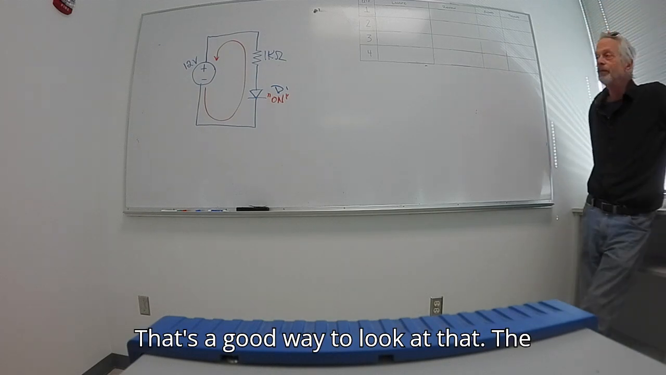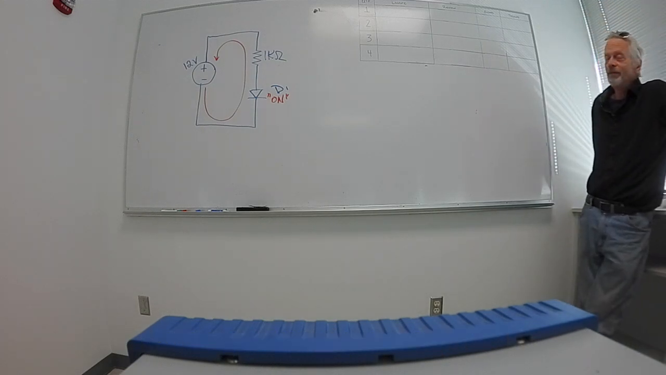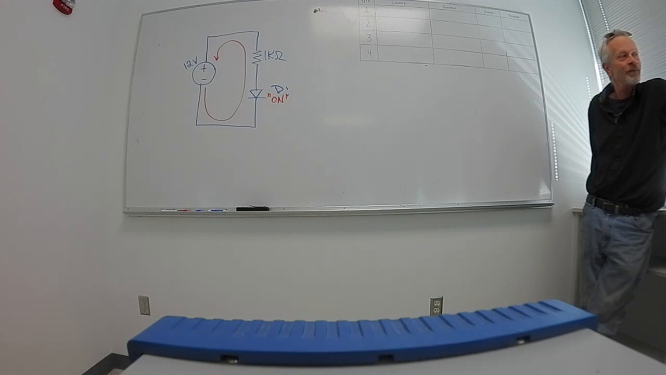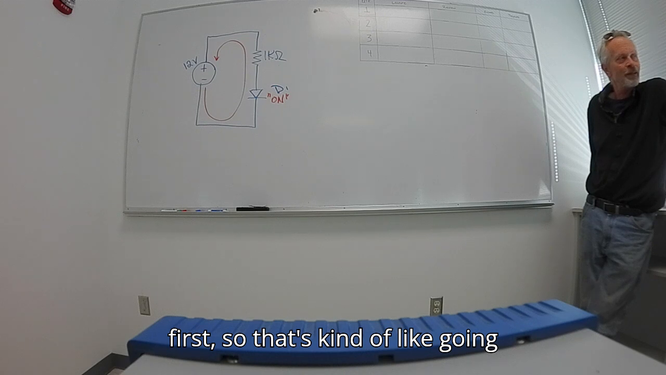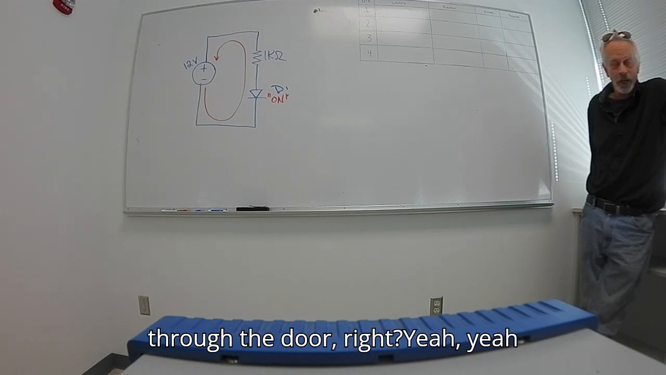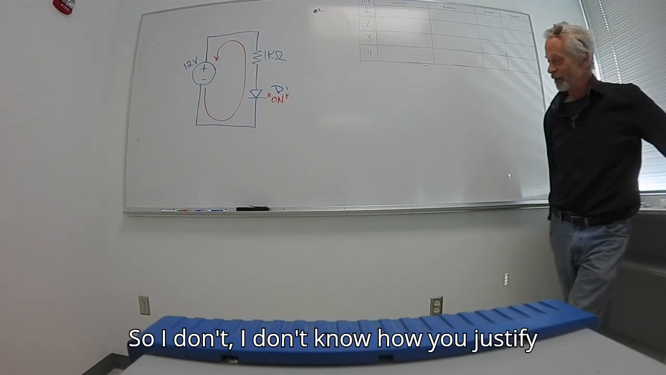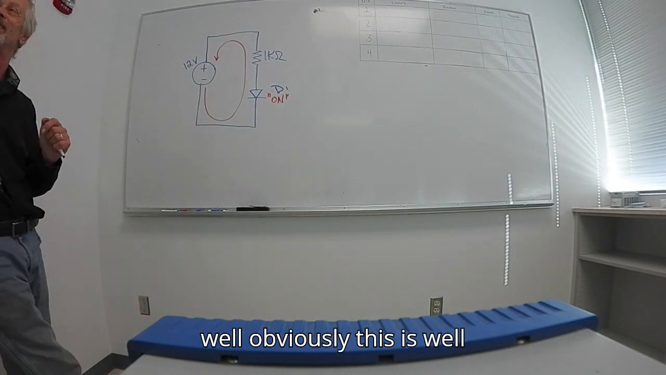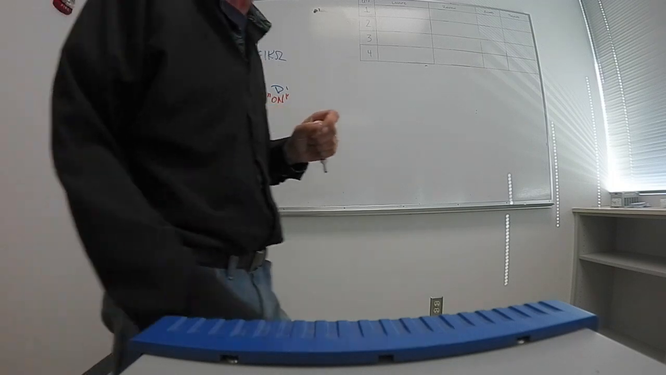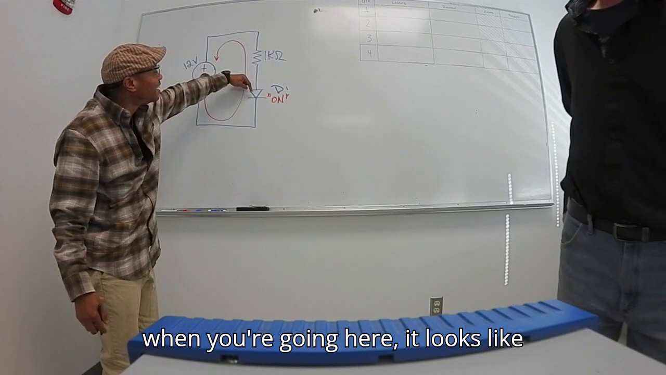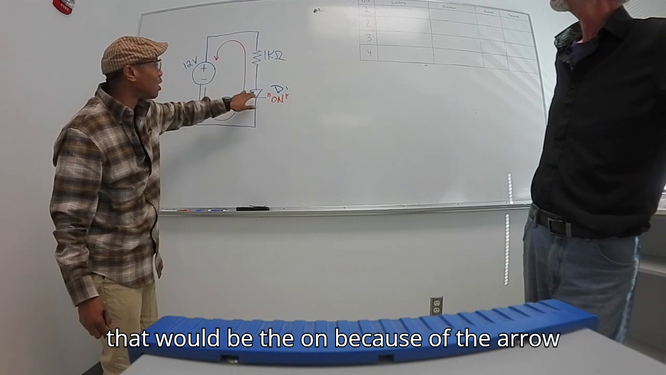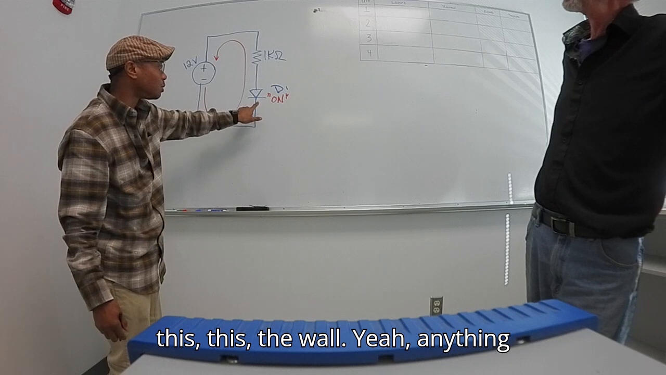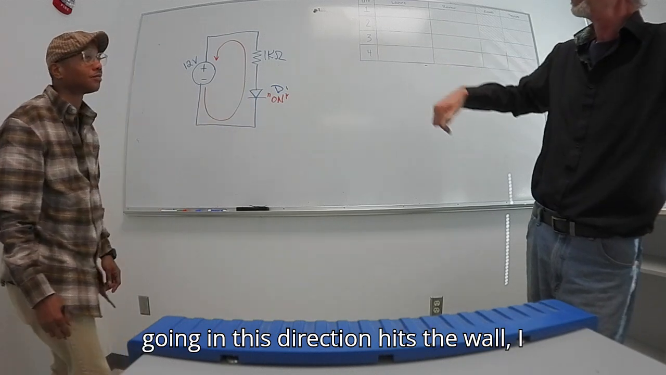That's a good way to look at that. The only thing that's confusing to me is the wall's there, but you have to go through the arrow first, so that's kind of like going through the door, right? I don't know how you justify it or how you remember it. When you're going here, it looks like that would be the on because of the arrow going in, but it's not. Anything going in this direction hits the wall, I guess.